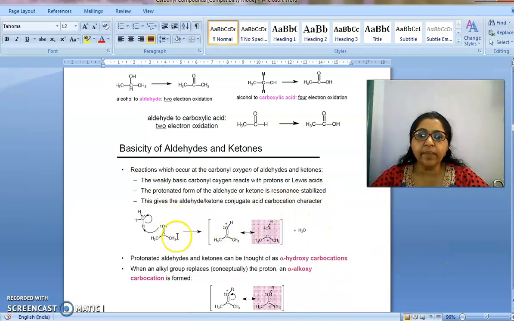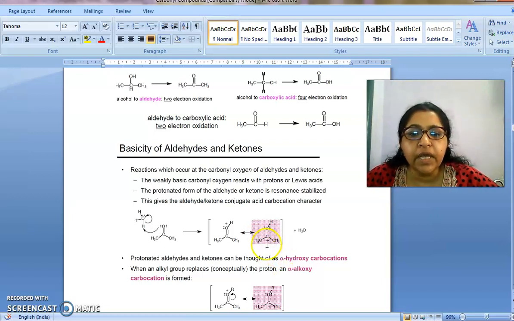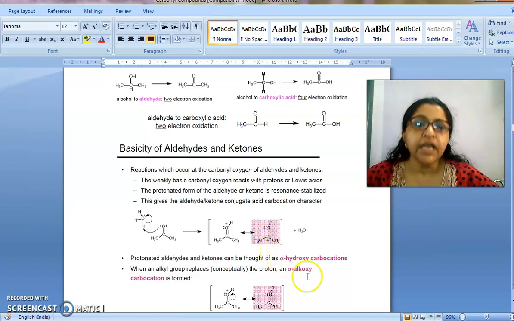Let us see this one. This is what we are talking about. If a carbonyl compound is protonated, we get this. Now it has a resonance structure. This pi bond goes to stabilize the positive charge on oxygen, and therefore we get a positive charge on the carbon. So this carbon, which has a positive charge, is more stable than a tertiary carbocation.